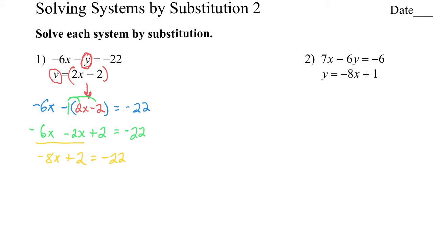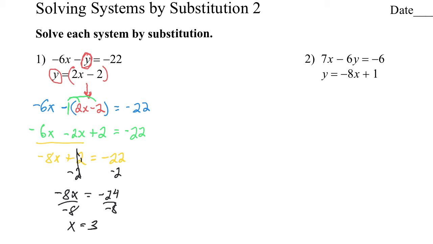Now it's getting pretty easy. We just keep solving for x, so we're going to subtract 2 from both sides. And the negative 8x is going to drop down. Those 2's cancel out. Equals negative 22 minus 2, negative 24. And then I divide by negative 8 to get my x equals positive 3.